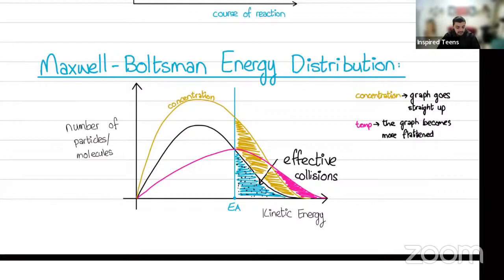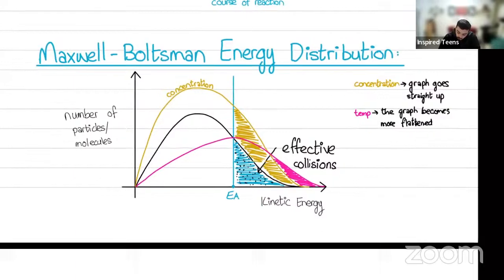We can identify it in that way by looking at the graph, because sometimes they'll call this reaction 1 and this reaction 2, and they'll ask which reaction took place at a higher temperature. So you need to look for the curve that's more flat, because that's how an increase in temperature would affect this curve.